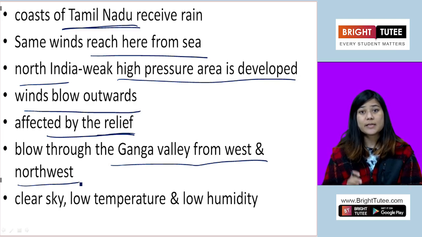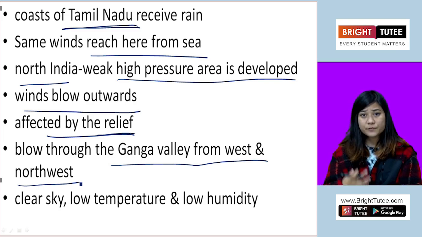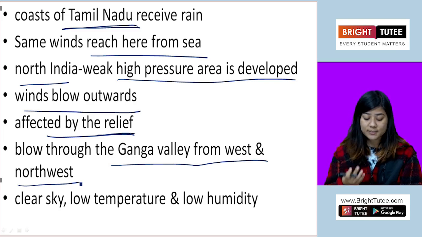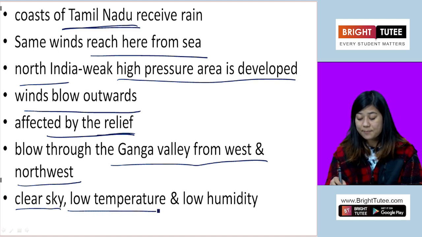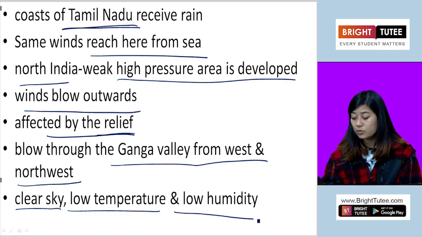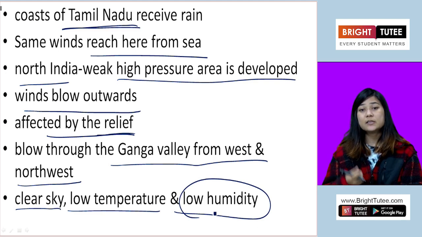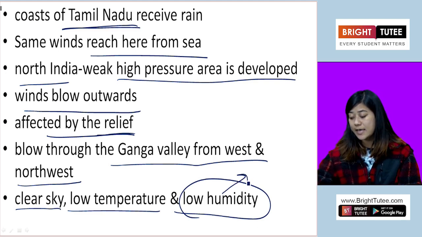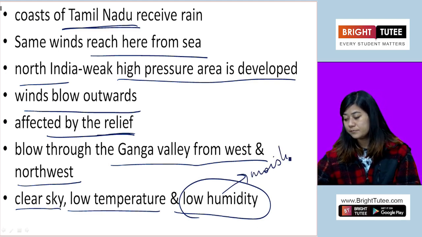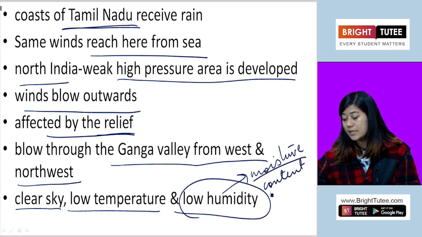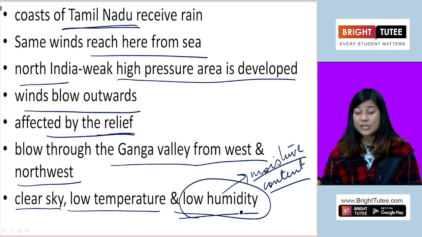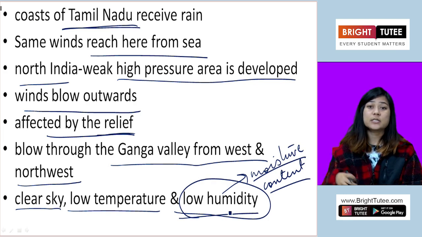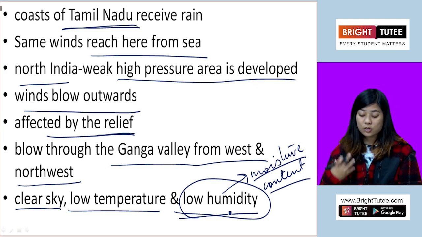During this time, the characteristics or the features of this season, the winter season, is that we have clear sky and then the temperature is low and also low humidity, meaning the moisture content in the air. The moisture content in the air is very low. If it is high, then we have high humidity. But if the moisture content is low, then we have low humidity.